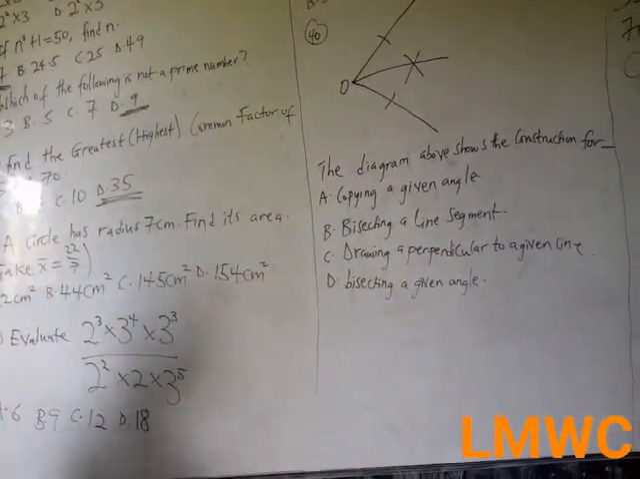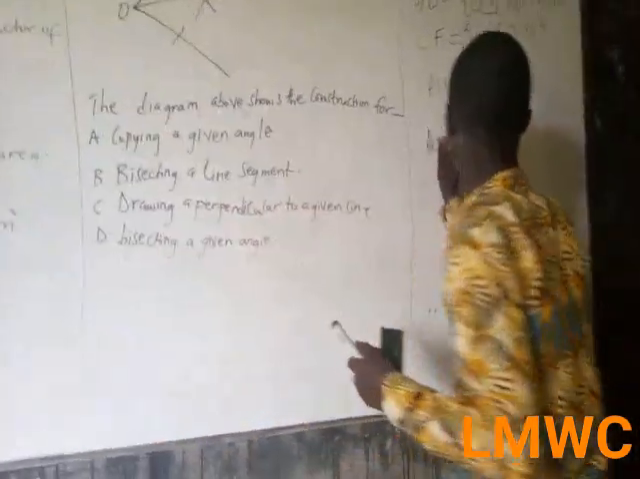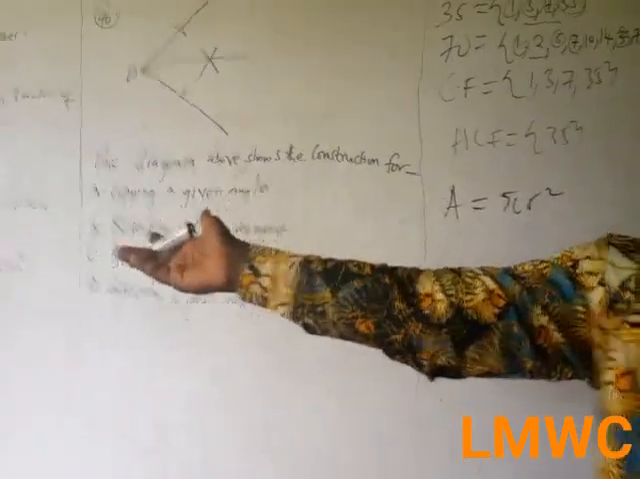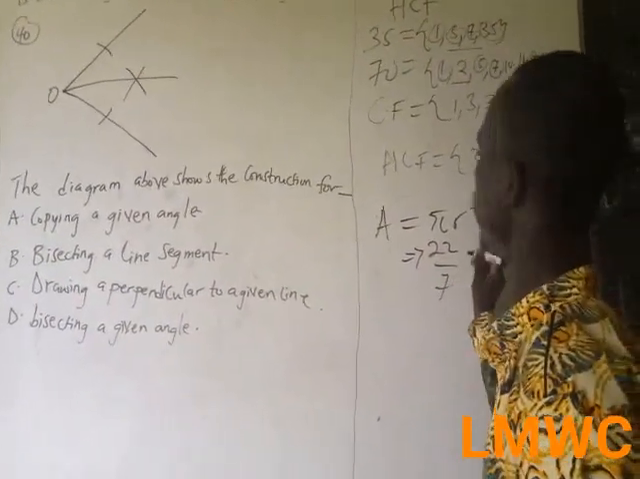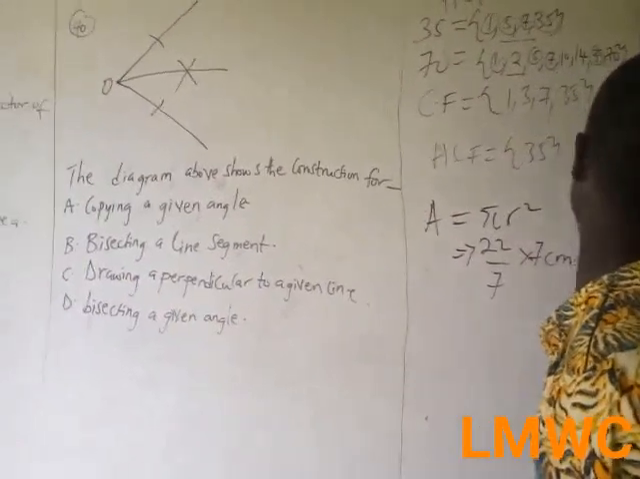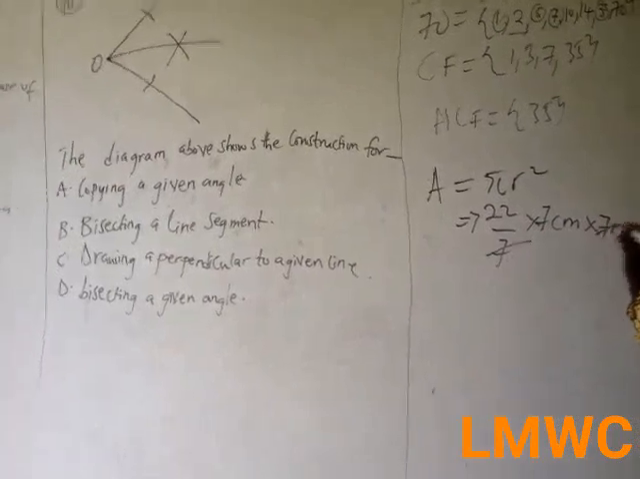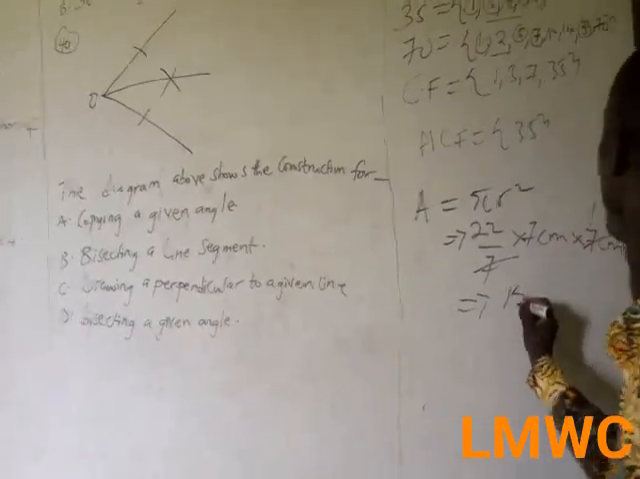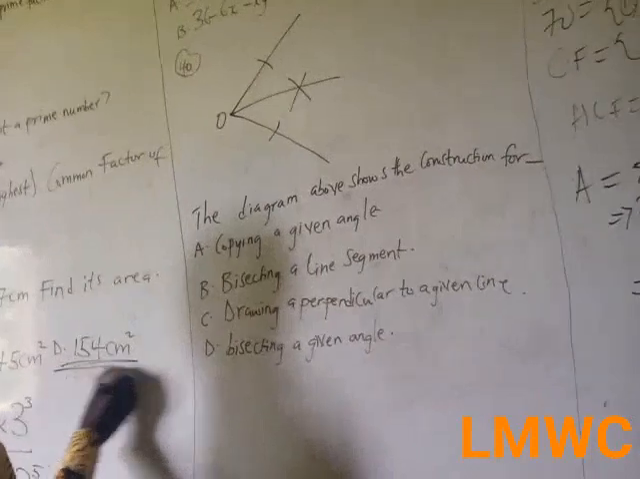Question 37. A circle has radius 7 centimeters. Find its area. We know the area of a circle as pi r squared. And they have given pi as 22 over 7. So 22 over 7 times 7 centimeters times 7 centimeters, because it's r squared. This will cancel. So 22 times 7 centimeters times 1 centimeter is 154 centimeters squared. So we have our answer as D.